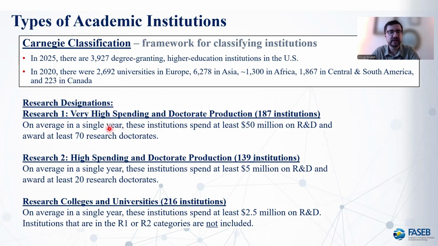An R2 university is considered to be a high spending and doctoral producing institution. There are 139 of these, and they have a research budget of at least $5 million in research and development and award at least 20 doctoral degrees. And then other colleges that are research colleges and universities, there are 216 of them. So you can go to the Carnegie website and take a look at which institution is in which classification, if that gives you any insights into the type of institution or the type of infrastructure you're hoping will be able to support you as a faculty member.